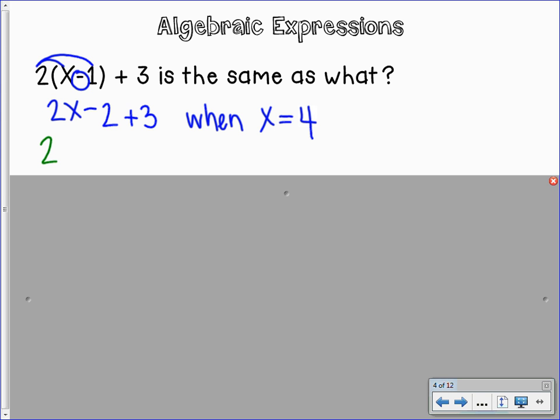So what does that mean when a number is right next to the variable? It means you multiply. You know you're going to multiply. I know what x is. What is x? 4. 2 times 4 is? 8.